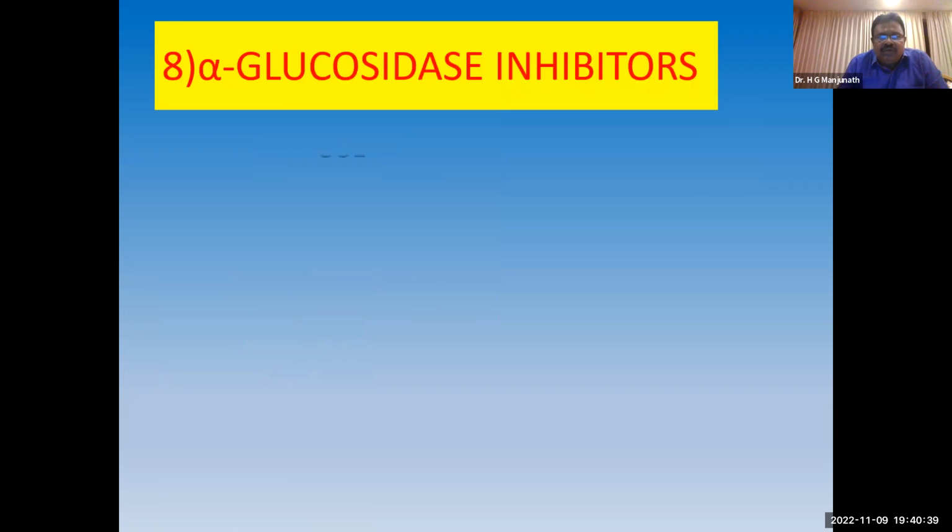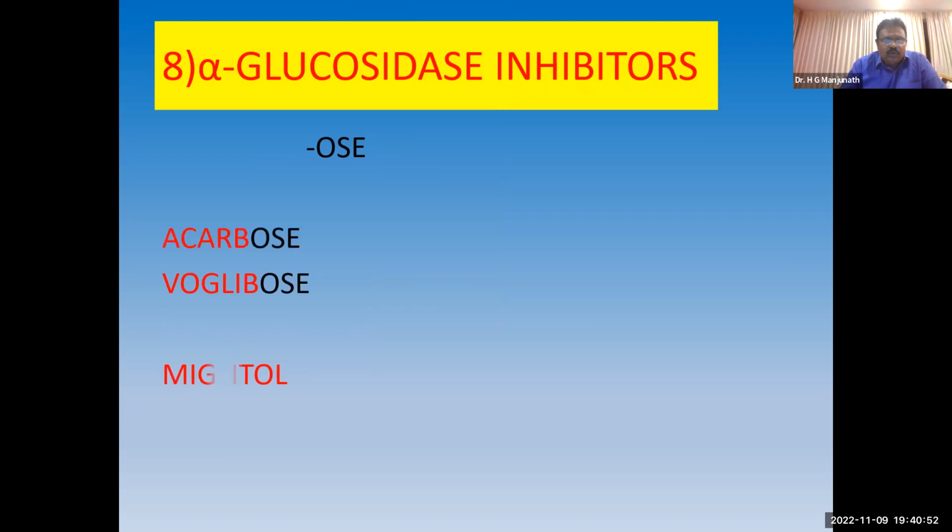The last one of these anti-diabetic agents, the eighth one, is the alpha glucosidase inhibitors. These have the suffix ose, like acarbose and voglibose, and a different suffix, miglitol. All these are alpha glucosidase inhibitors. These drugs inhibit the alpha glucosidase enzyme, which is responsible for cleavage of glucose from carbohydrates, so that they inhibit absorption of glucose into the systemic circulation. In this way, we have 8 categories of anti-diabetic agents, which can be easily identified by the suffix and prefix.